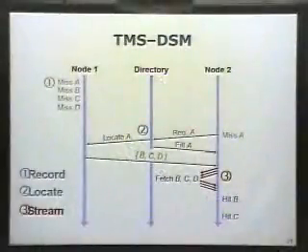So let's dive into each of these 3 steps, record, locate, and stream, in a little bit more detail and talk about the hardware that we need to add to the system in order to implement each of these steps.